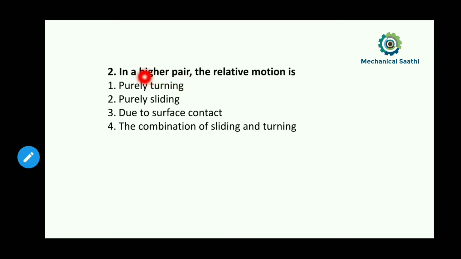Moving next to question number 2. Question number 2 is asking: in a higher pair, the relative motion is what? Options are given: purely turning, purely sliding, due to surface contact, or a combination of sliding and turning. We know a higher pair means there may be a point contact or line contact. In a higher pair we get the combination of sliding and turning. So option 4 will be the correct answer for this question.